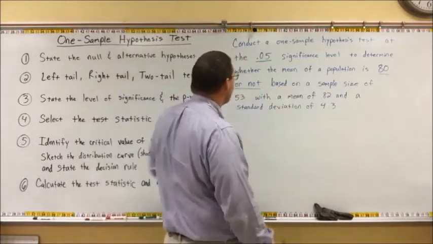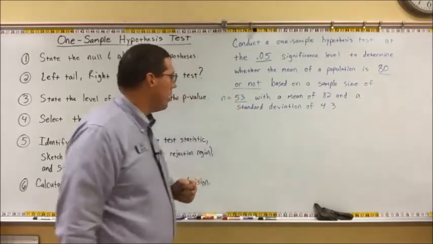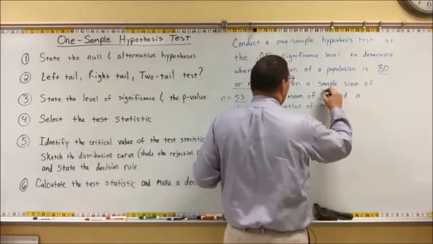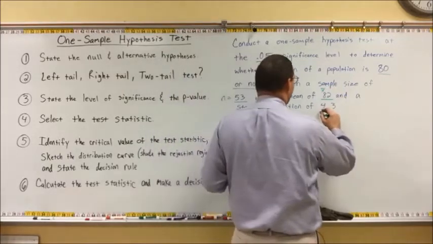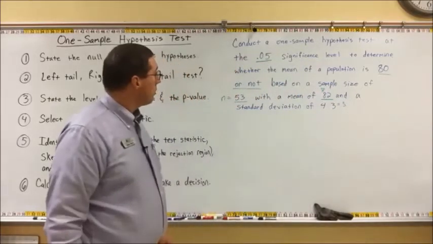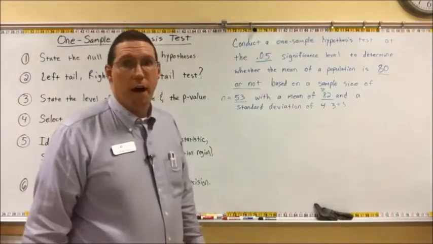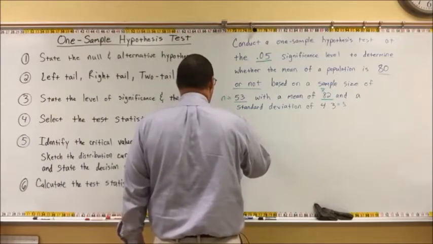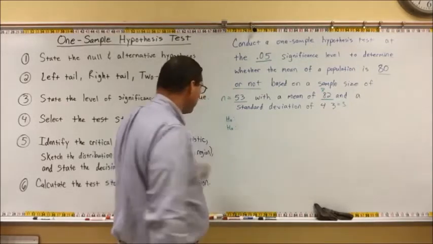Based on a sample size of 53, that means n is equal to 53, with a mean of 82, that's the x bar, that's our sample mean, and a standard deviation of 4.3, that is our s, that's our standard deviation, okay? So we're going to do the first step, state the null and alternative hypothesis. So we're going to say H sub O and H sub A.